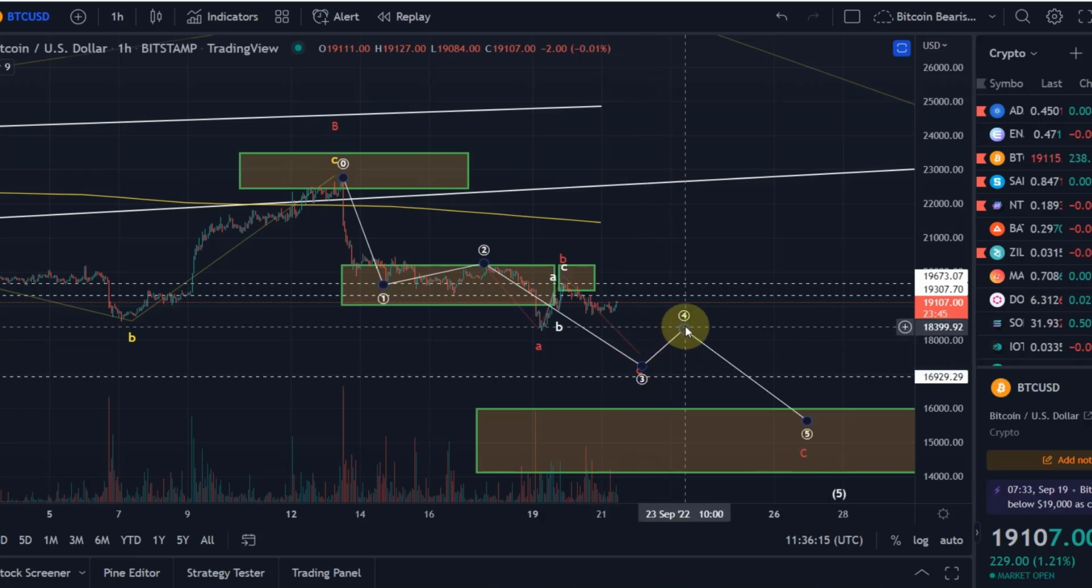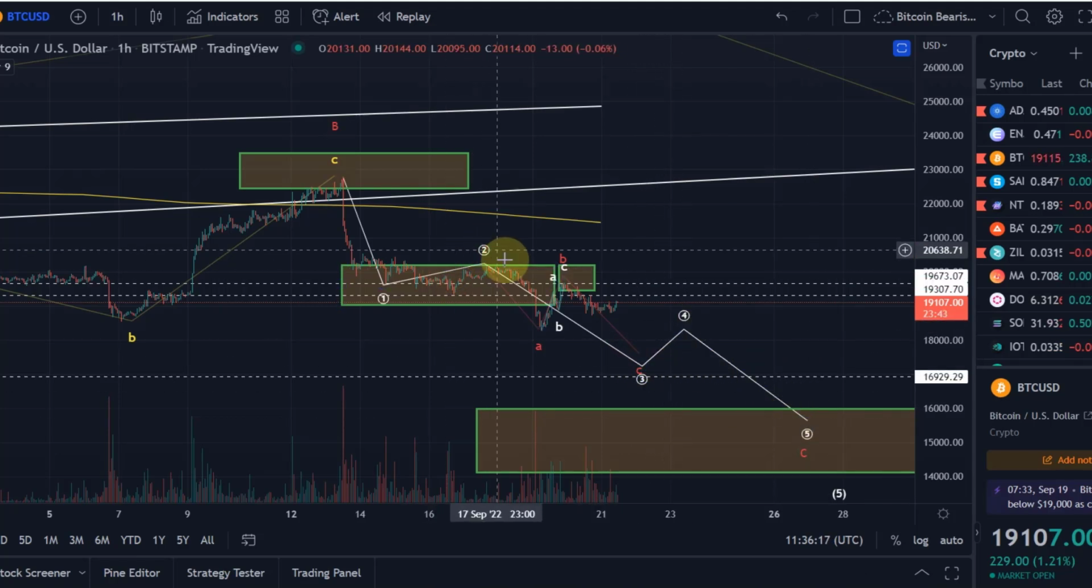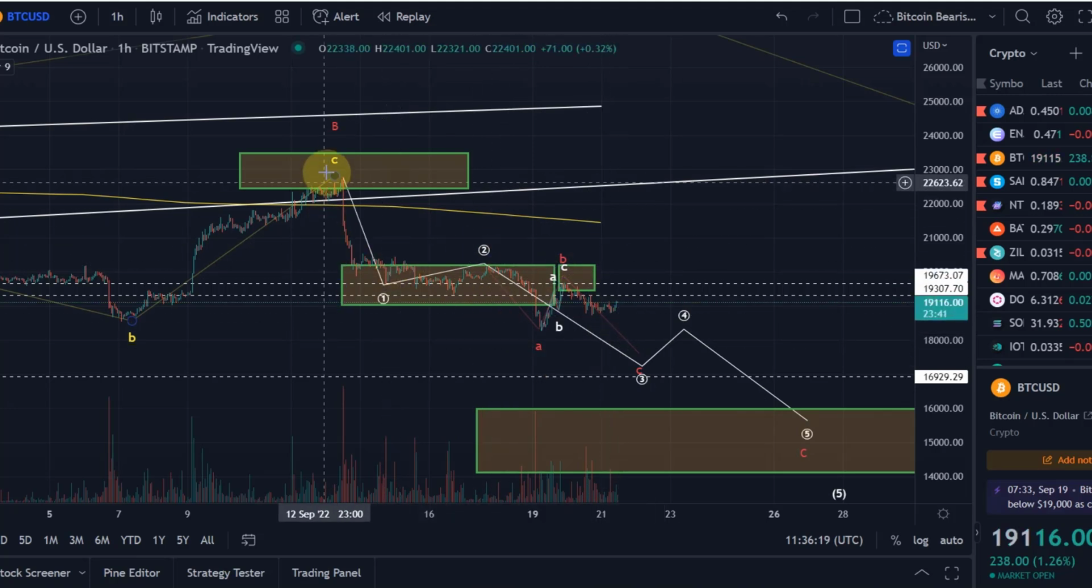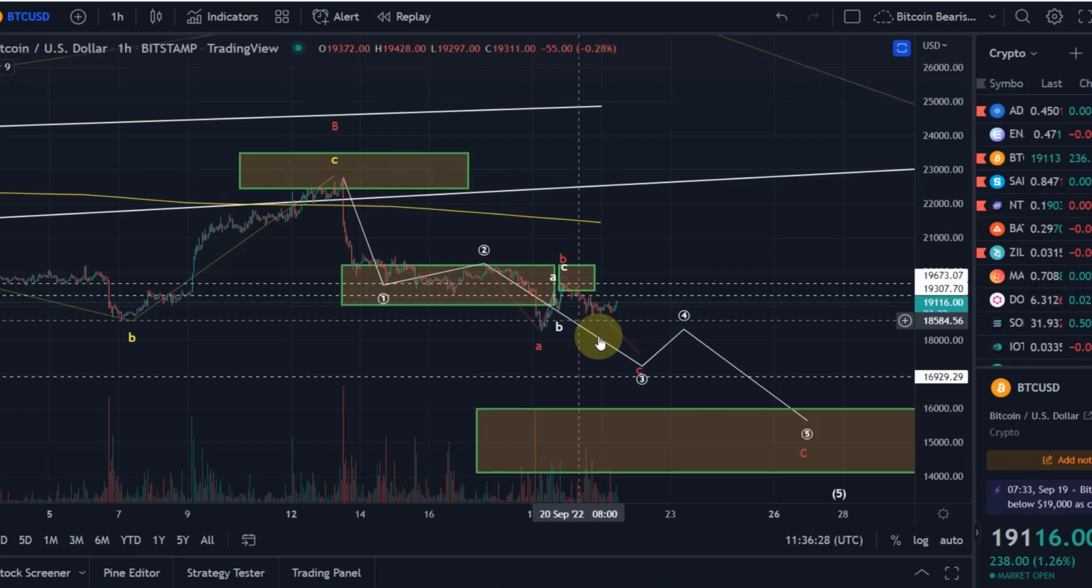Then we would see a wave 4 recovery and come down in a 5. But again, there are various ways of how this can be labeled. At the moment, I'm in favor of a count where we say, okay, we have a wave 1 in, we have a wave 2 in, we're now in a wave 3. But again, there are various ways of how this can be counted.